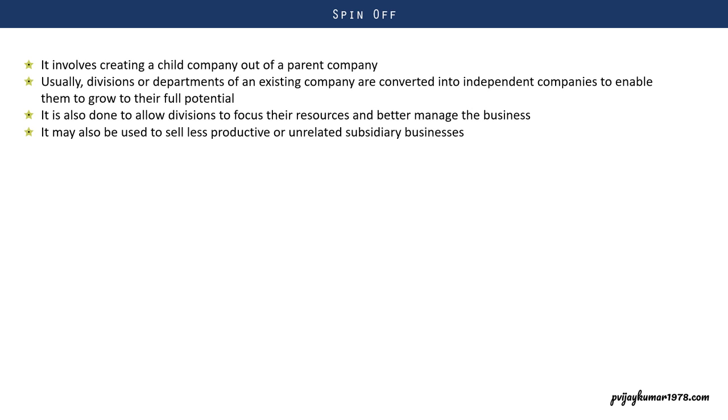A company may spin off a division so that it can focus its resources and better manage the business, or it may use spin-off to sell less productive or unrelated subsidiary businesses. The reasons for spin-off can be varied.